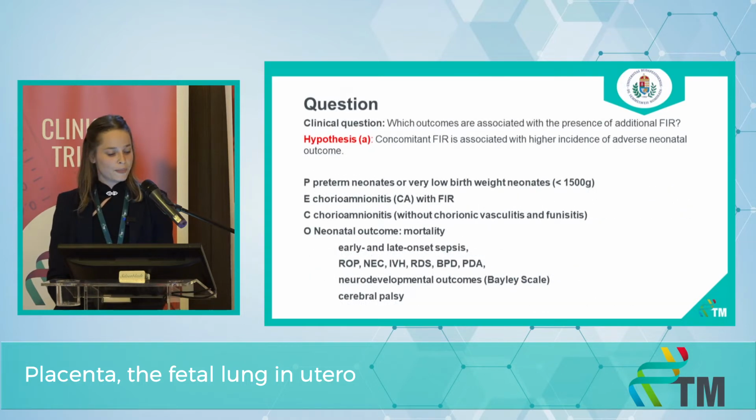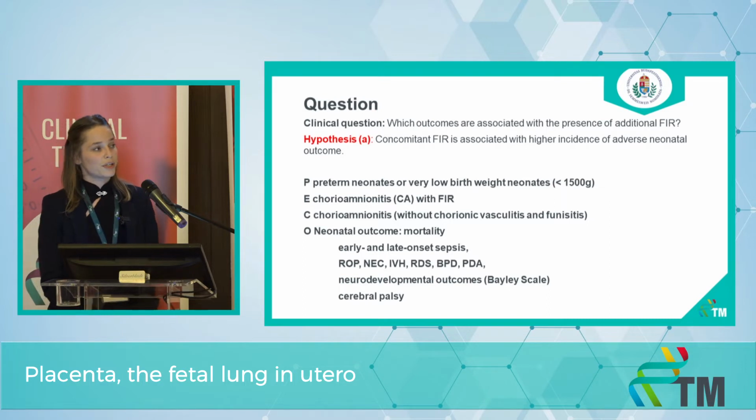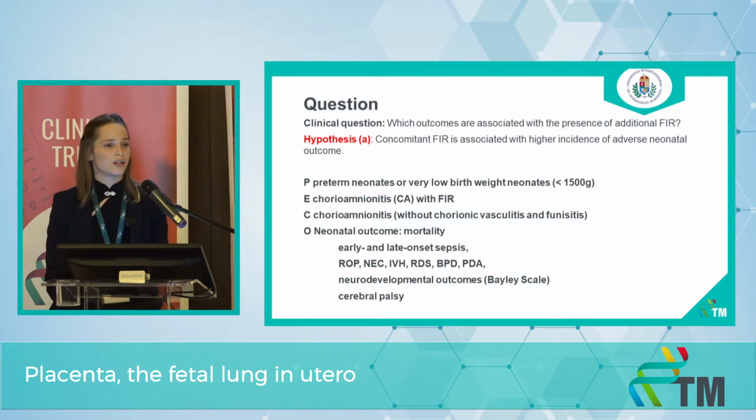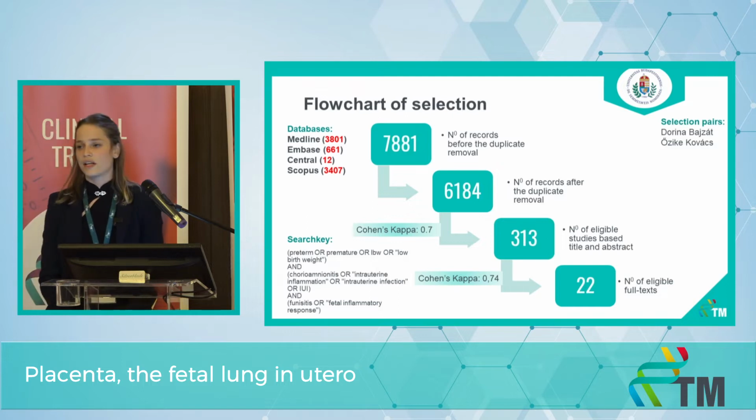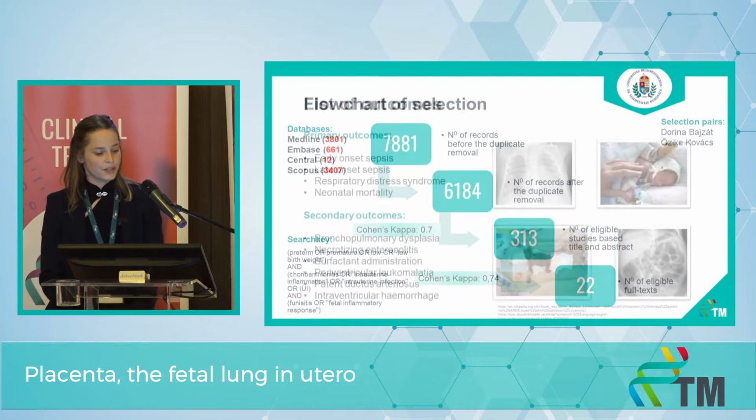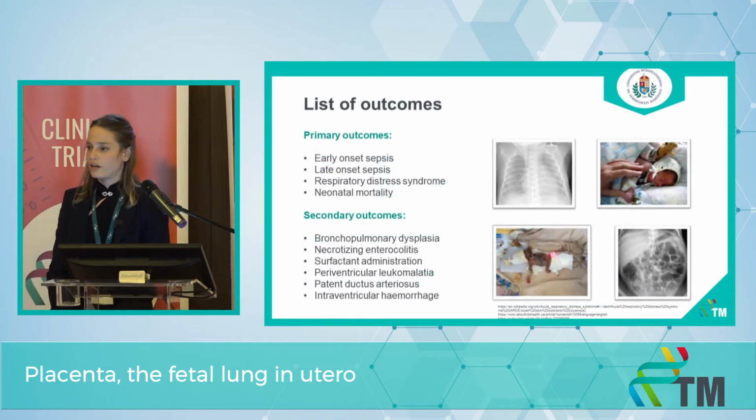Here is our PECO. Our population contains preterm neonates or very low birth weight neonates, and the exposure group is defined as neonates with chorioamnionitis and fetal inflammatory response as well. And our comparison group contains neonates with chorioamnionitis alone, and we analyzed several outcomes. The search was conducted in these 4 databases, and at the end of the selection process we had the pool of 22 eligible articles. Here is a list of our outcomes.